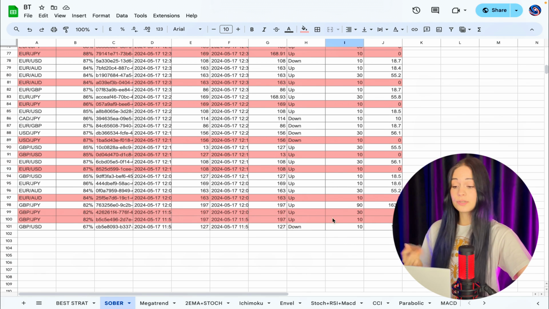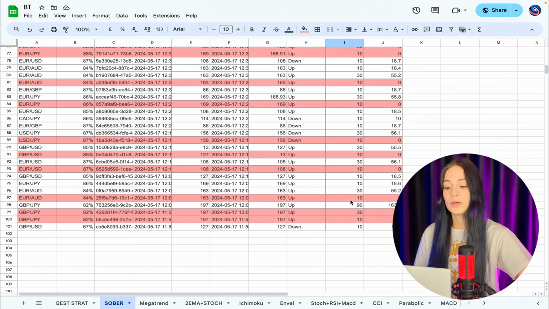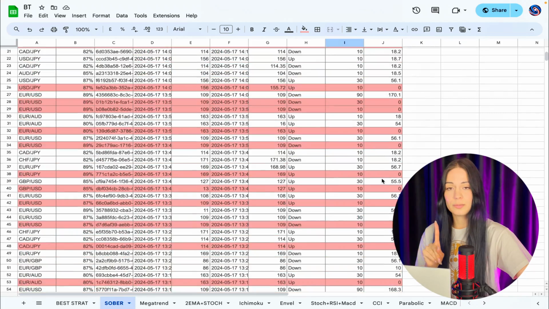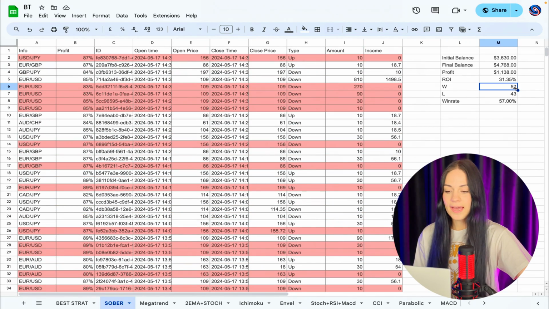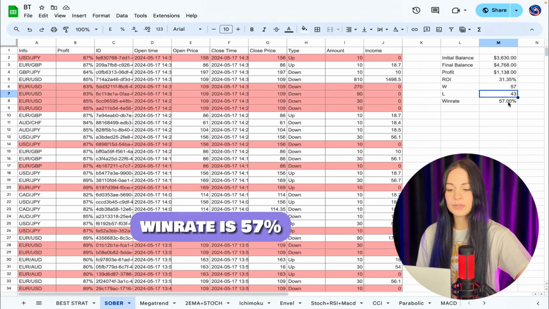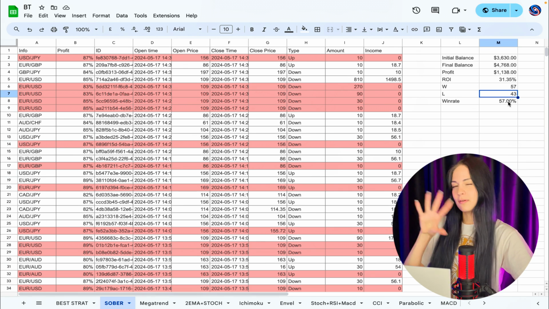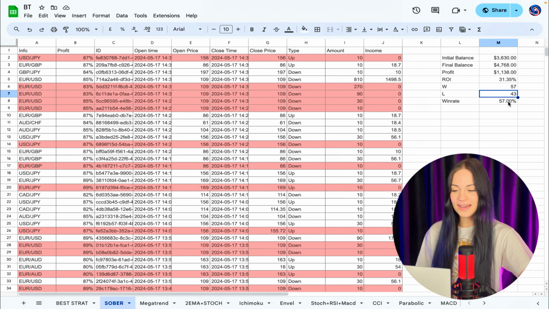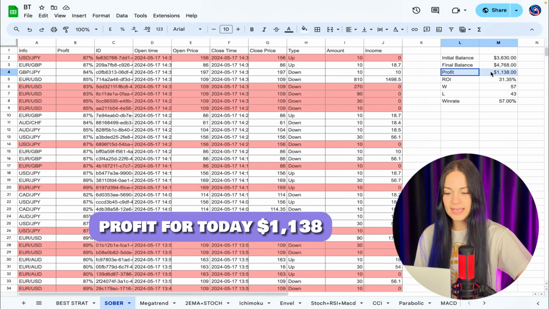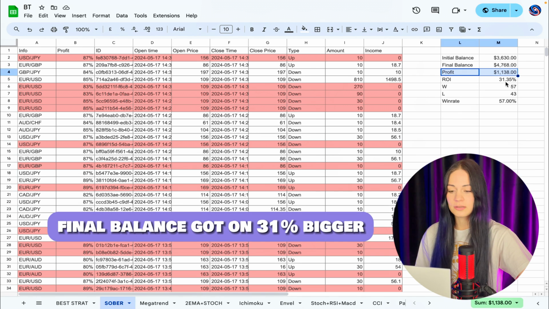So let's talk about results, and the red ones are the ones that we lost, white ones the ones that we won. Let's talk about the results and then we'll talk about my opinion. So we have 57 in plus, 43 in minus, and the win rate is 57%. In general, not that bad. I actually expected worse, to be honest, but we'll talk about it later. So the profit for today, $1,138, and final balance got 31% bigger.